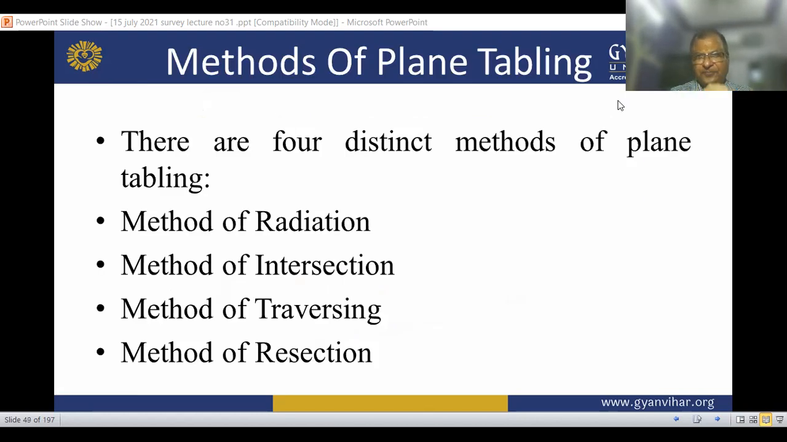Now, methods of plane table surveying. There are four distinct methods of plane table surveying: method of radiation, method of intersection, method of traversing, and method of resection.